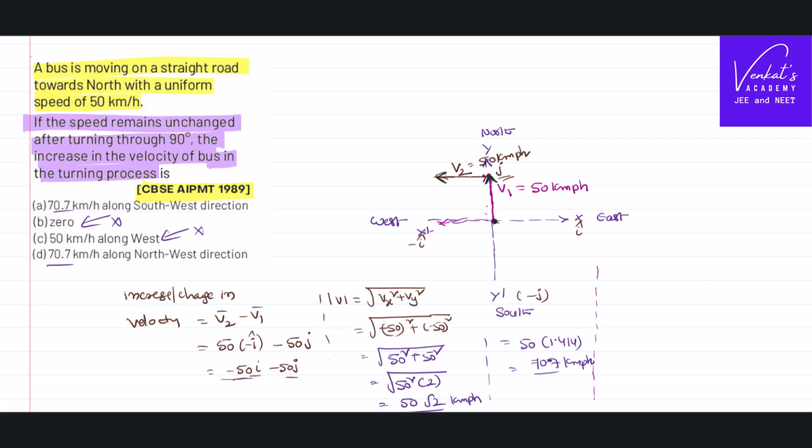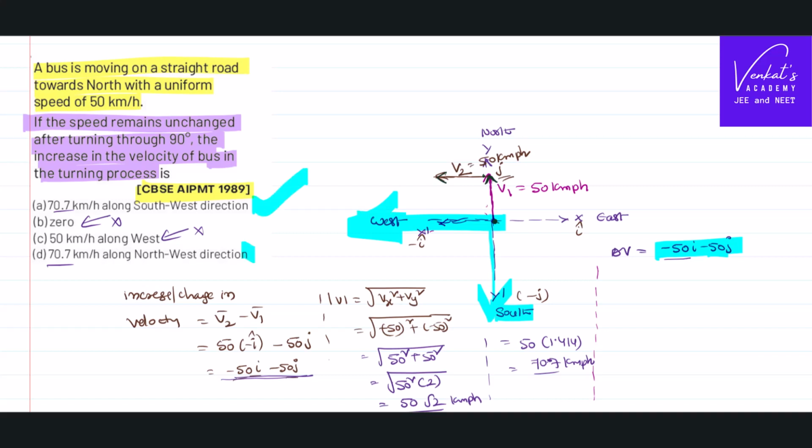Finding the direction of the vector is very simple because we already found the change in velocity as minus 50 i cap and minus 50 j cap. Minus i cap means what? It's along west. And minus j cap means it's along south. So your resultant vector is definitely in between south and west. So southwest is the right direction.